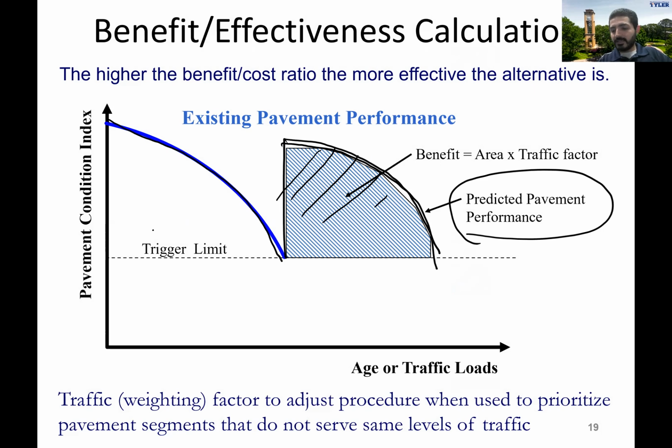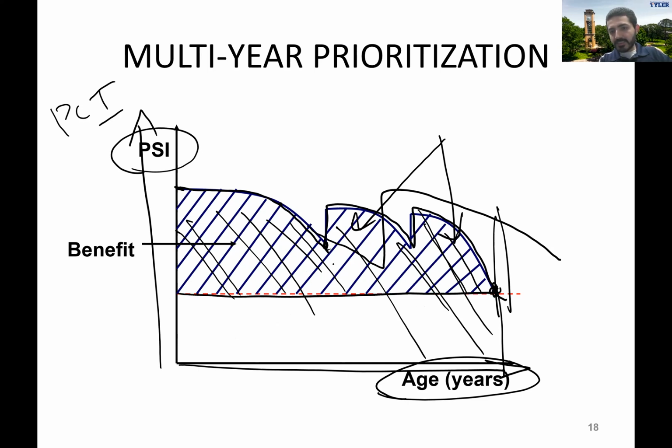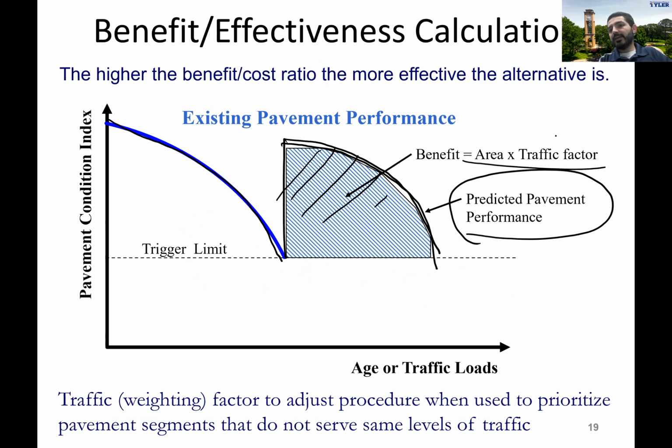And now I can look into that benefit. And by the way, the trigger limit, maybe I'll take it back. Yeah, the benefit actually is just to this line because this is the terminal life. So really, this is the failure point. So the benefit is, again, the area under the curve from the treatment all the way to the terminal line here, or the failure point. Same thing here. The benefit will be the area under the curve, or if you want to incorporate traffic, it can be the area times the traffic factor, which is similar to what we did for the single year.